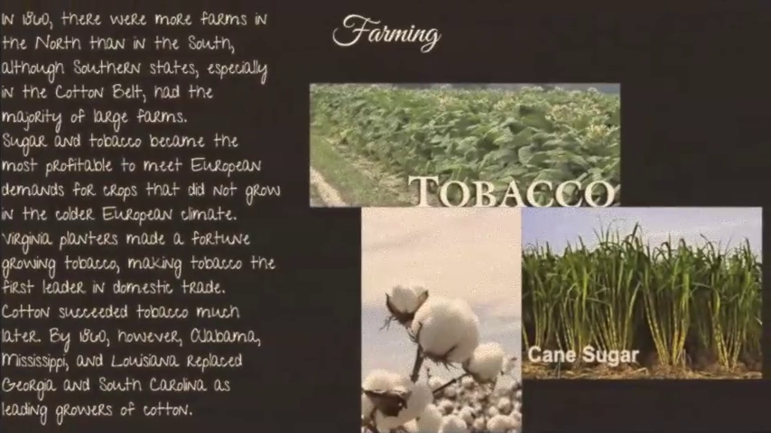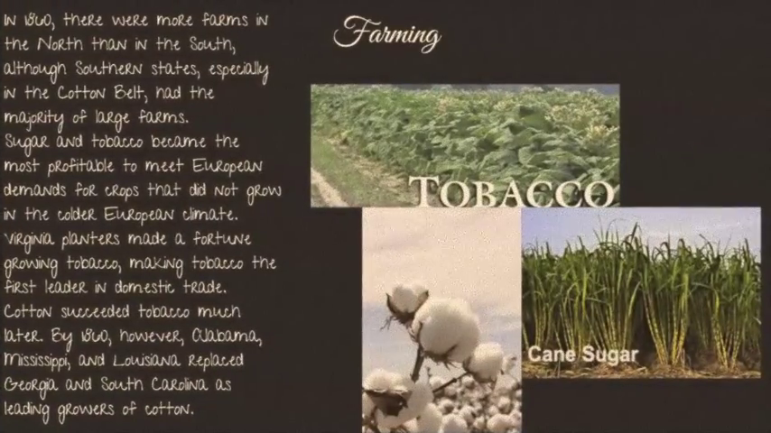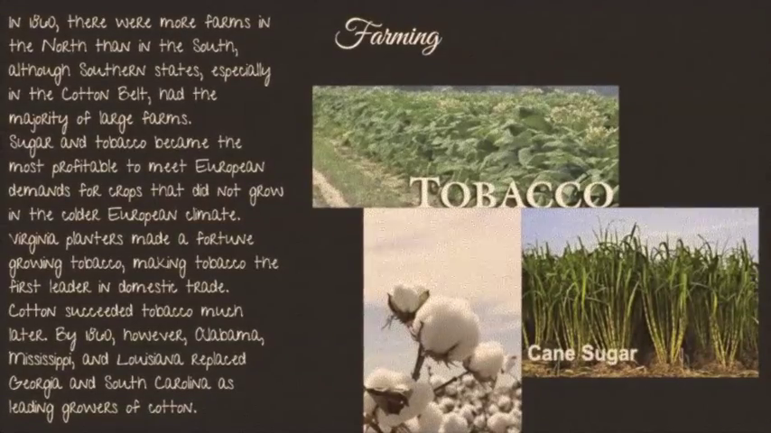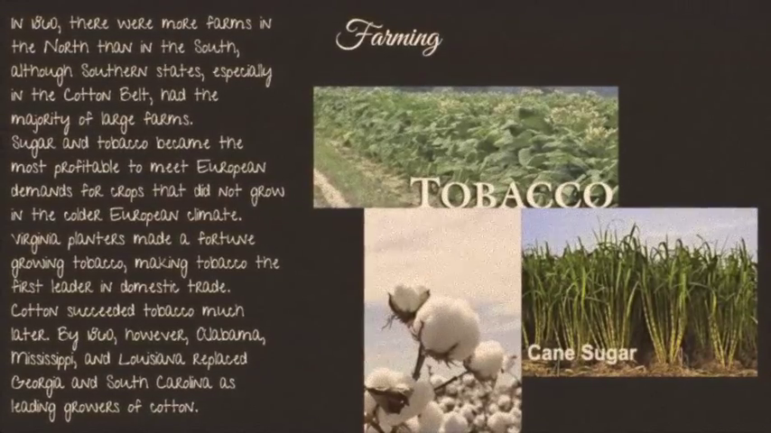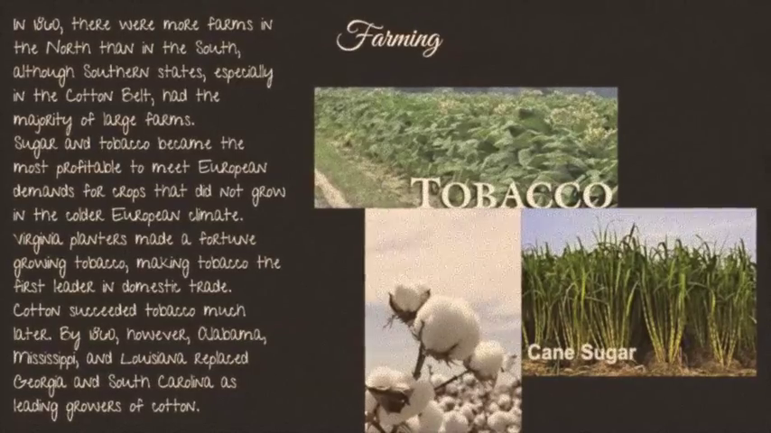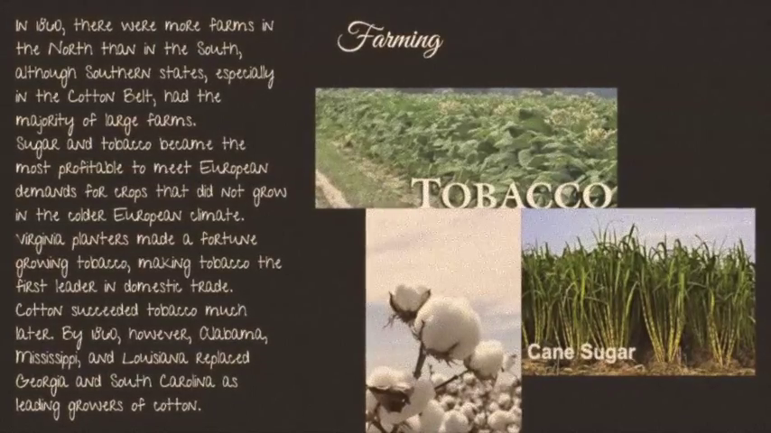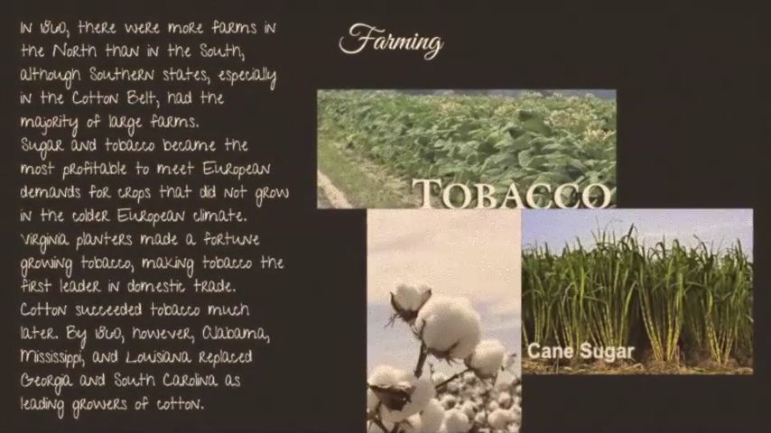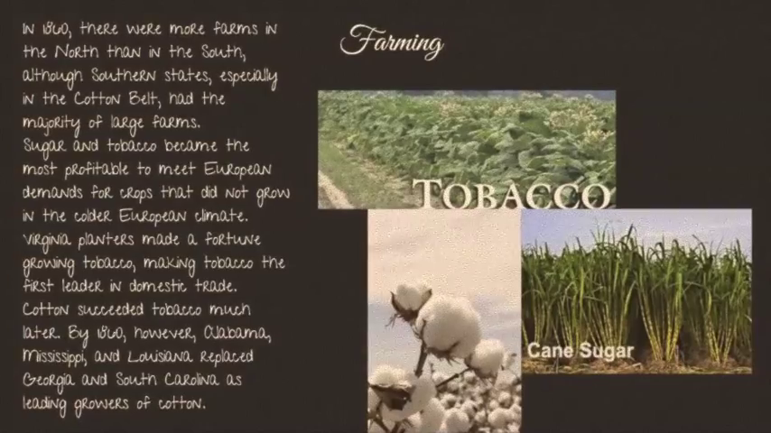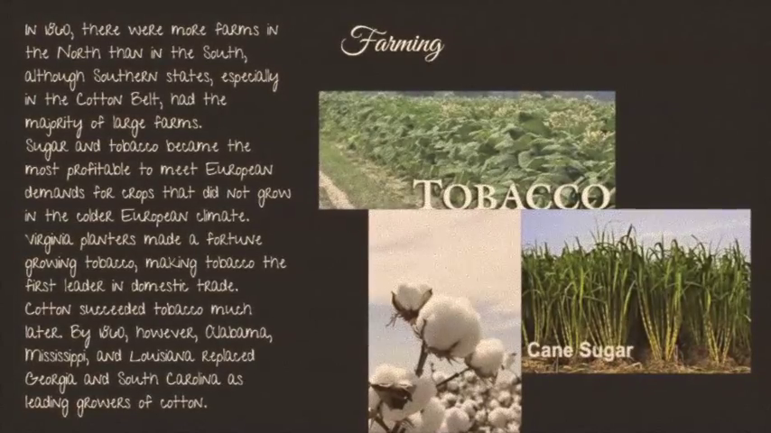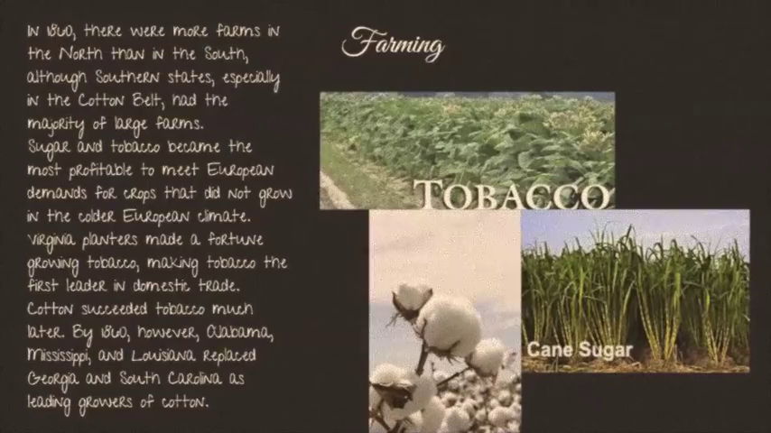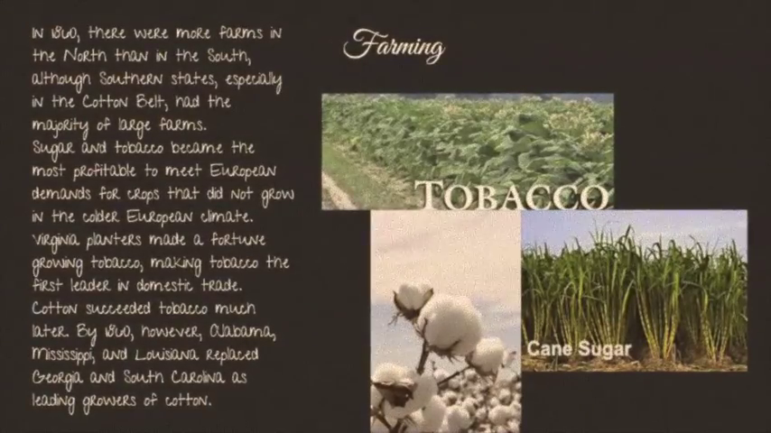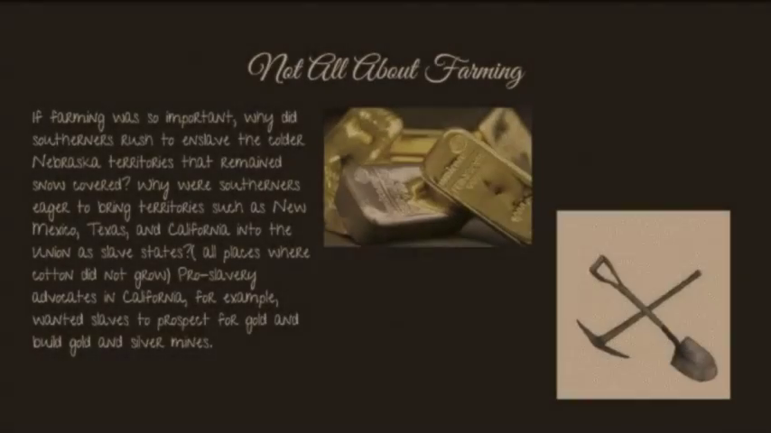Farming. In 1860, there were more farms in the North than in the South, although southern states, especially in the Cotton Belt, had the majority of large farms. Sugar and tobacco became the most profitable to meet European demands for the crops that did not grow in the colder European climate. Virginia planters made a fortune at growing tobacco, making tobacco the first leader in domestic trade. Cotton succeeded tobacco much later. By the 1860s, however, Alabama, Mississippi, and Louisiana replaced Georgia and South Carolina as the leading growers of cotton.